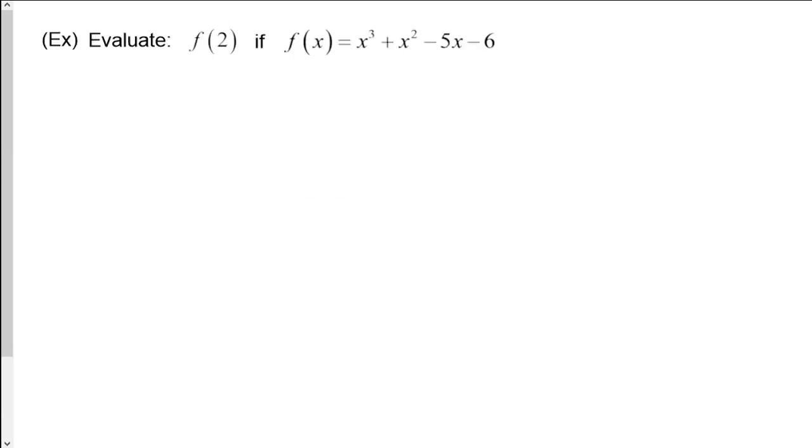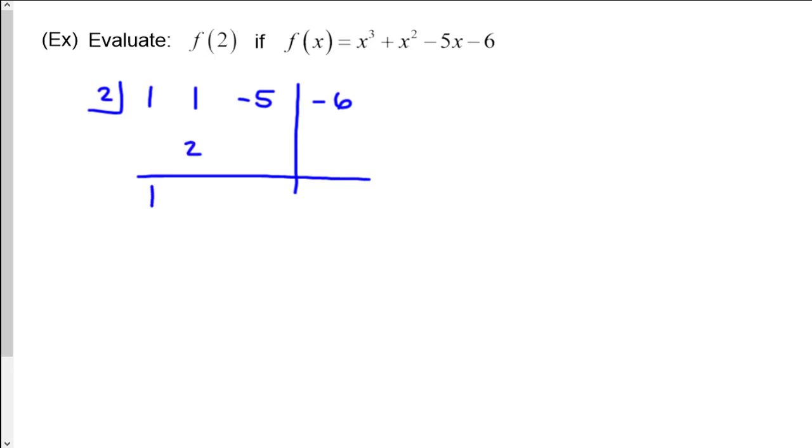All right, another example. Evaluate f of 2 if f of x equals x cubed plus x squared minus 5x minus 6. So I'm going to put 2 up to the side here, and then my coefficients, and do the synthetic division. It's 1, it's 2, 3, 6. That adds up to 1. That's 2. And I get a negative 4 as my remainder. So f of 2 is negative 4.